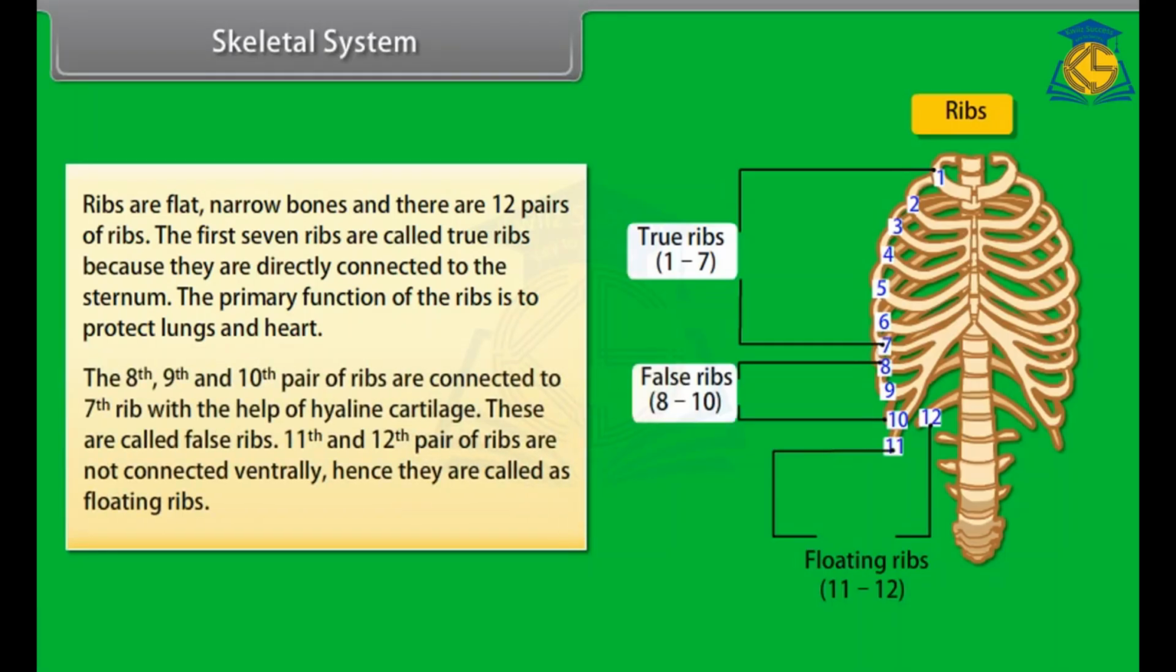The 8th, 9th, and 10th pairs of ribs are connected to the 7th rib with the help of hyaline cartilage. These are called false ribs. The 11th and 12th pairs of ribs are not connected ventrally. Hence they are called floating ribs.